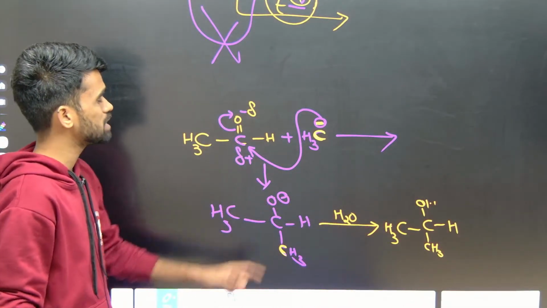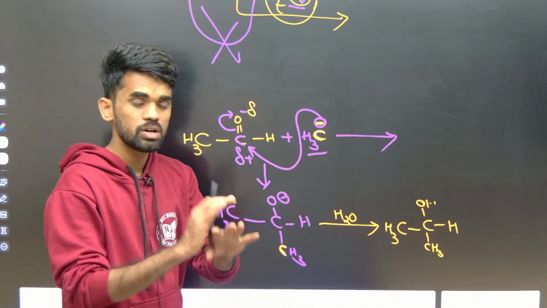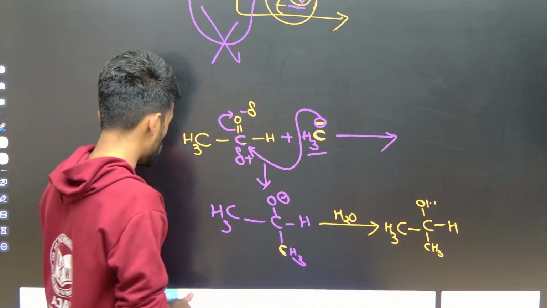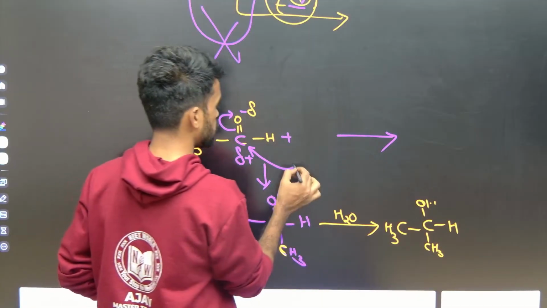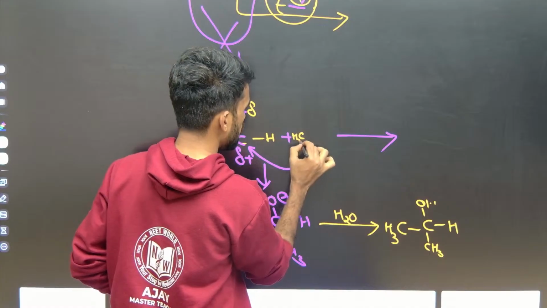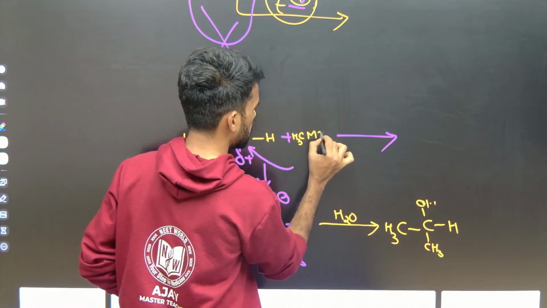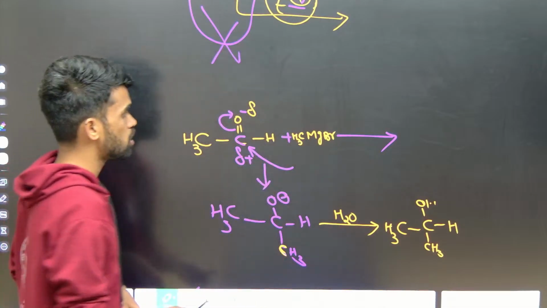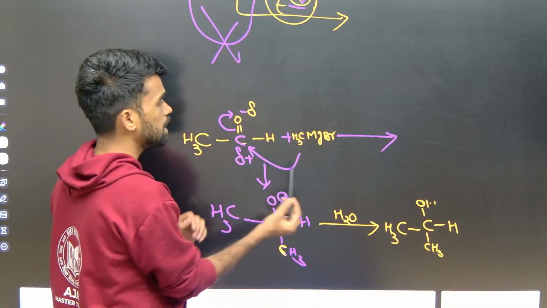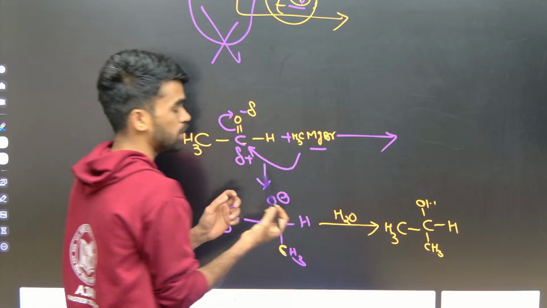Now here I simply mentioned CH3 minus, but they won't give it like CH3 minus. They mention stable reagents, like CH3MgBr, which is a best example. This is called a Grignard reagent. See, we know alkali metals, alkaline earth metals, what will they do?